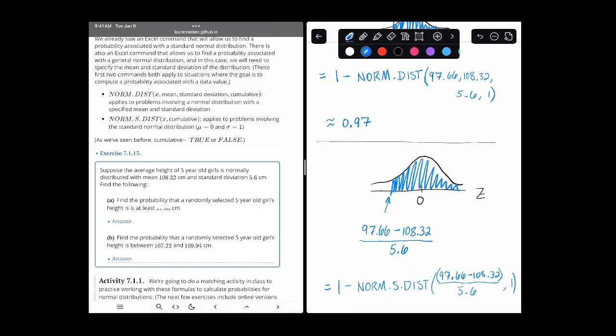And so here, I don't need to tell Excel the mean and standard deviation because I'm using the .s. And in the previous version, I did need to tell Excel the mean and standard deviation, and then I just let it do the other work for me. So both of these are valid ways to find that probability.